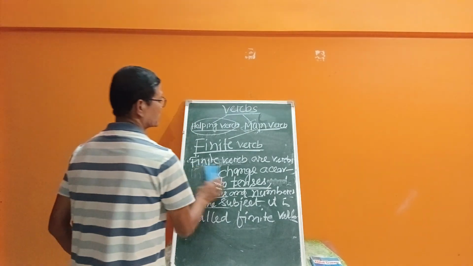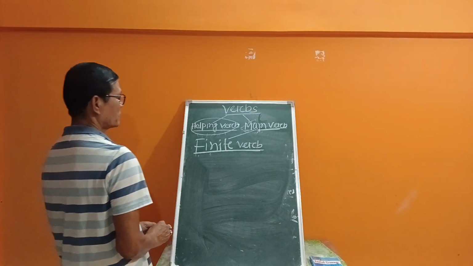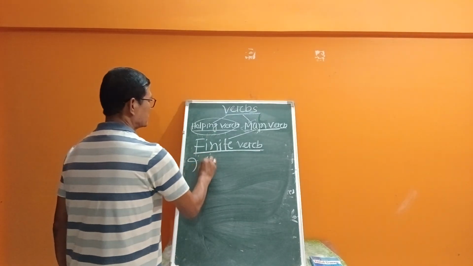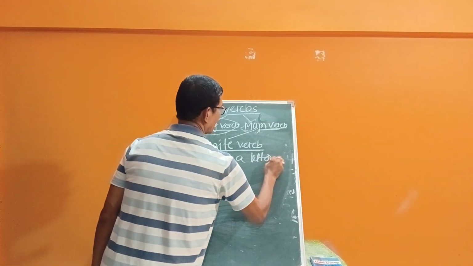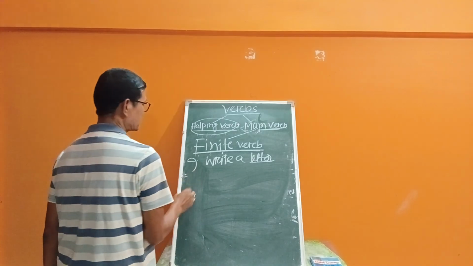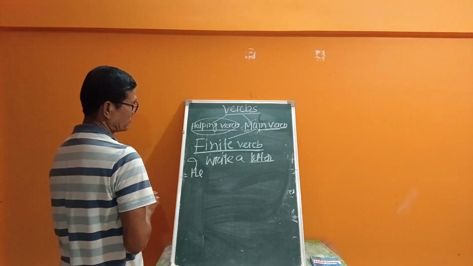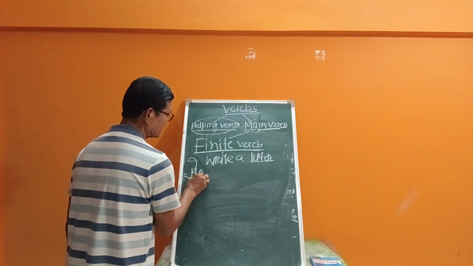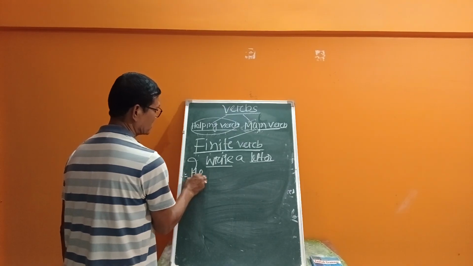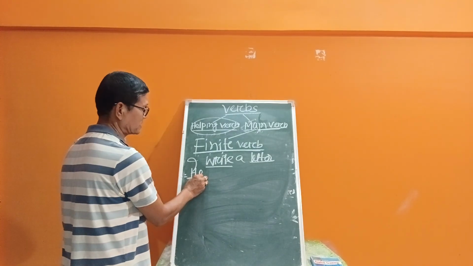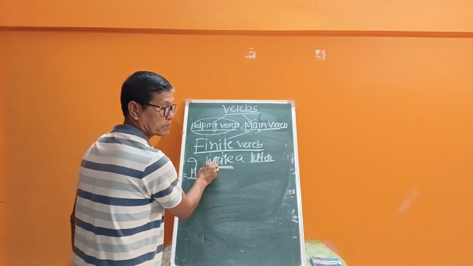As an example, I give an example here. What is a finite verb? Suppose I write a letter. Here I write a letter. Next, I am going to change the persons. Suppose I write here he. Then the form of the verb will be changed. Now, if the subject is singular, isn't it? First person, isn't it? I am going to change the person here. He. Then the form of the verb will be changed.